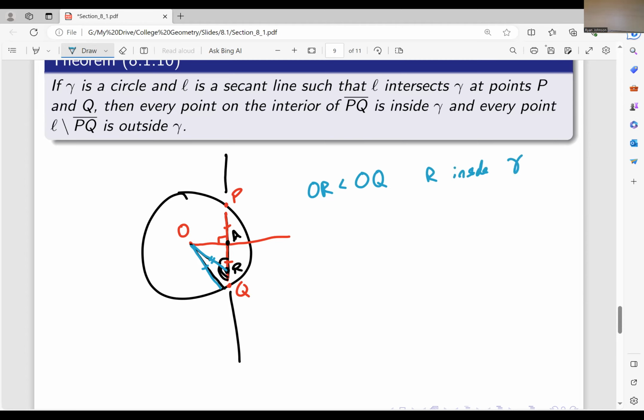And similarly, you pick a point, maybe B outside. Then similarly, by the scalene inequality, you must have OAQ is a right triangle. And so then OQB is an obtuse triangle. And that makes OB bigger than OQ, which makes B outside gamma.